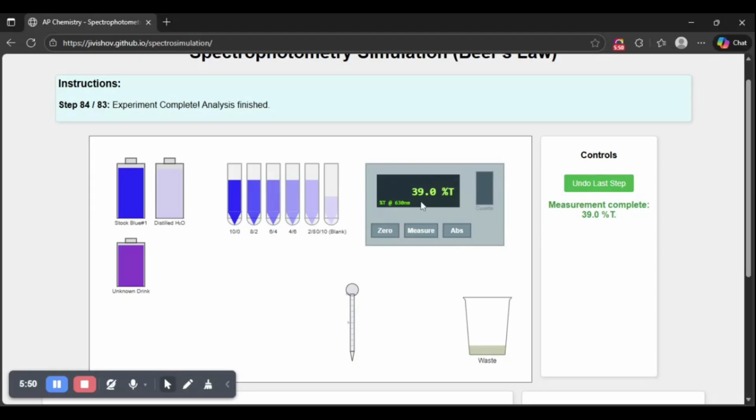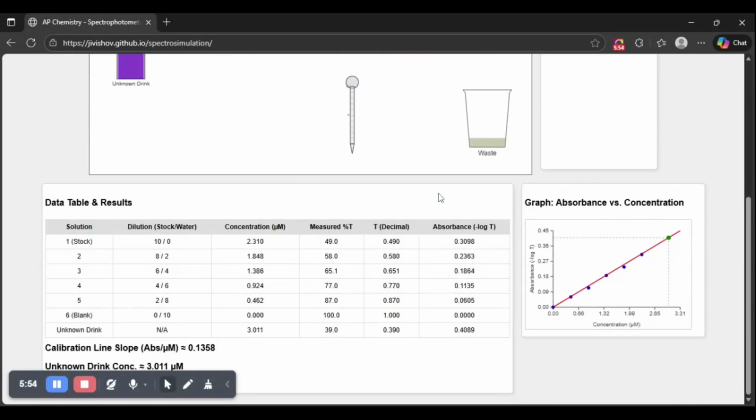And then we're measuring this, and we got 39% transmittance. And now we're going to apply the same rules that we applied before. We're going to convert this into a decimal, which would be 0.39, and then apply it to this rule, and you should get the value of 0.4089.